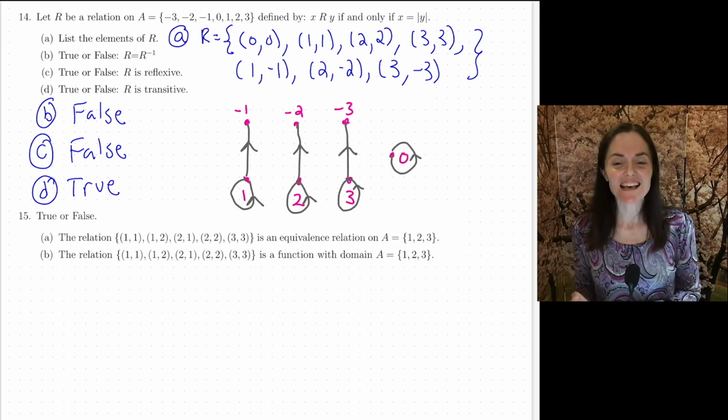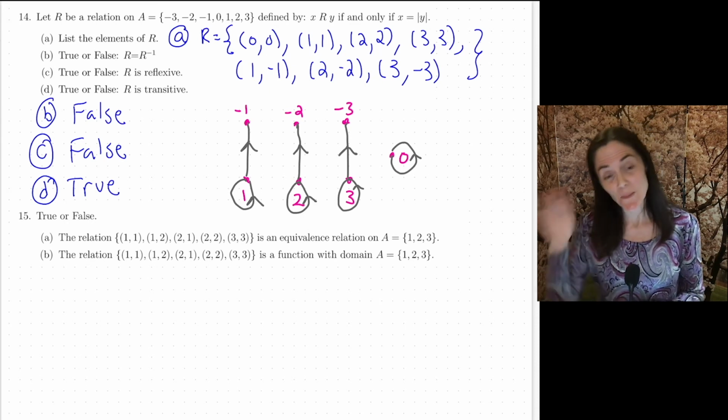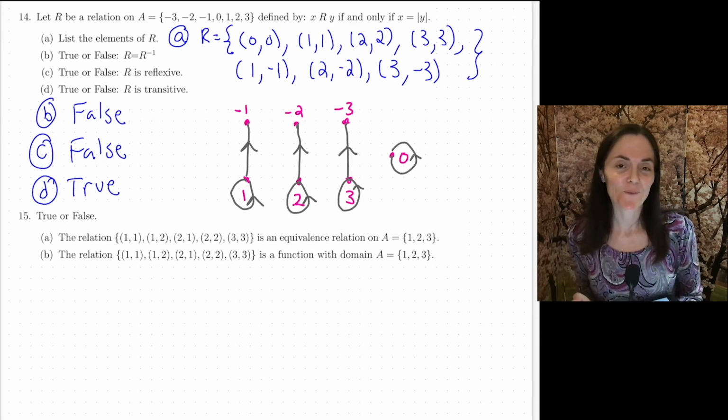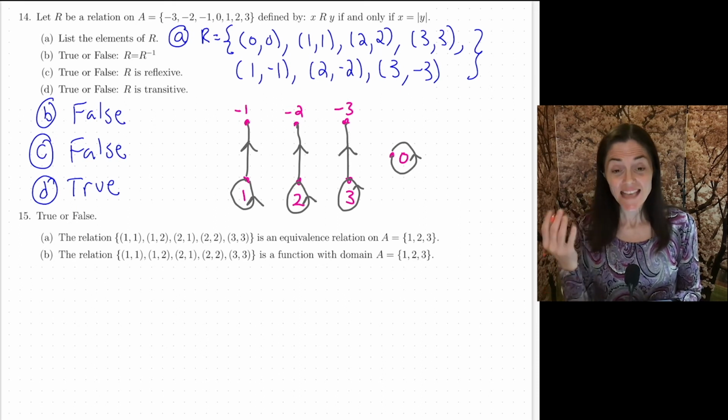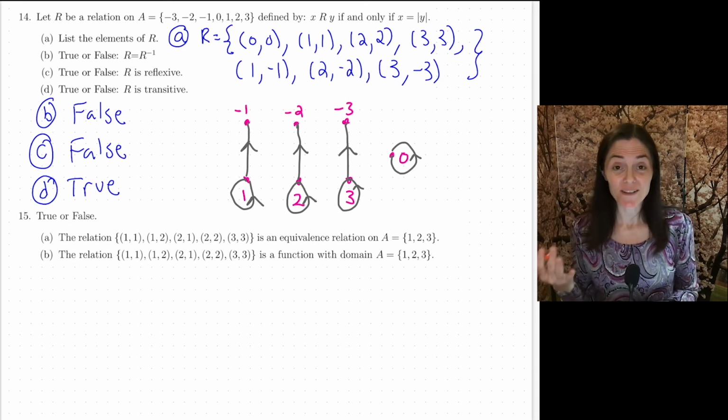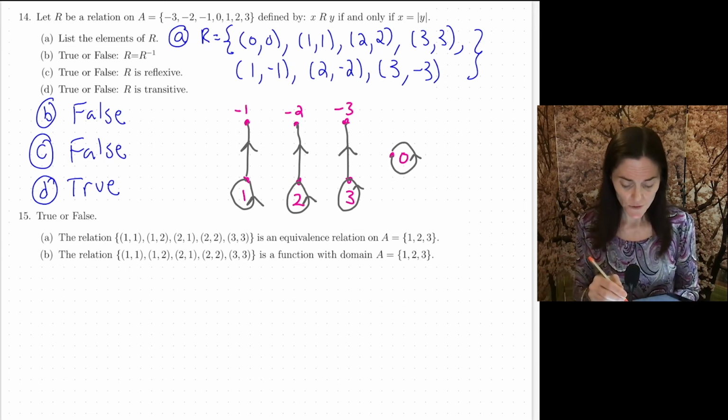15. This has A, B, C, and D. We'll do A and B on this page and then move to the next for C and D. We have the exact same set and we're asked, is it an equivalence relation? Also, is it a function? So I'm going to draw pictures for both.